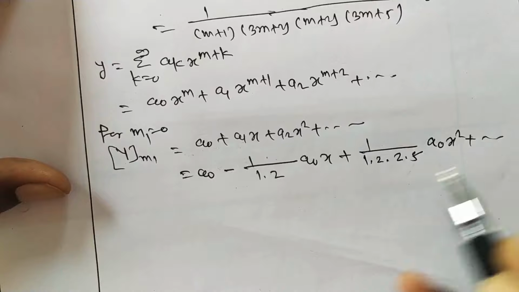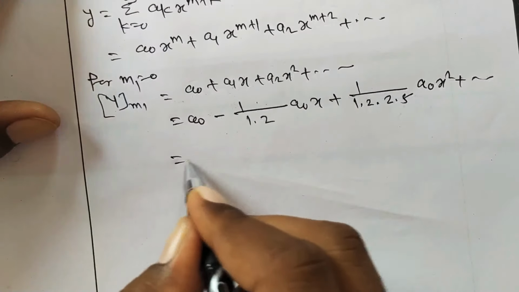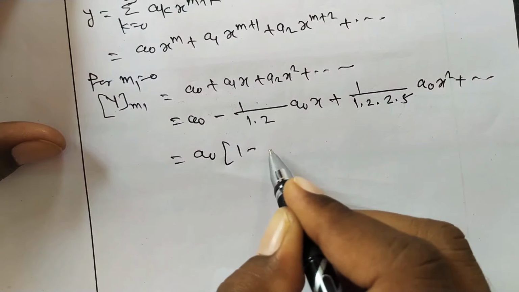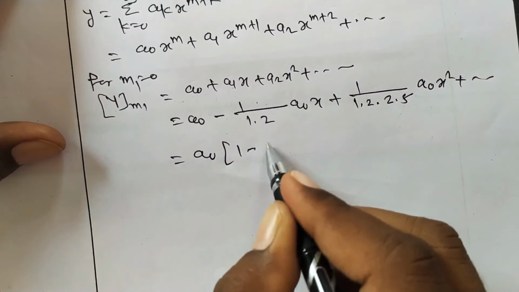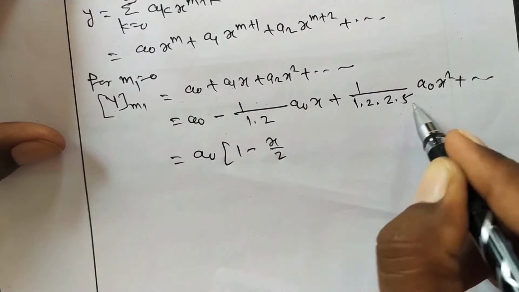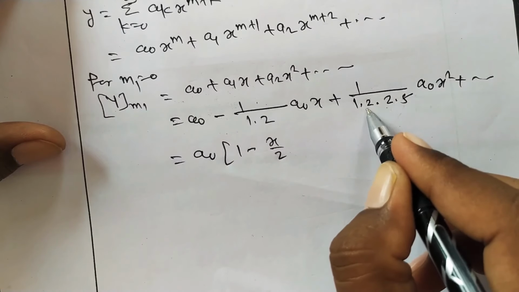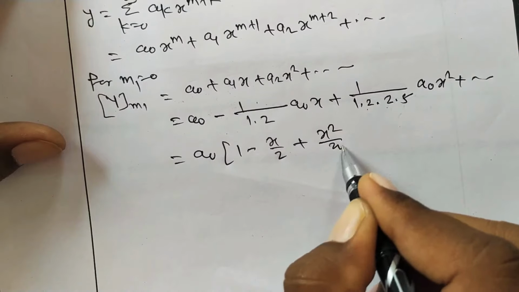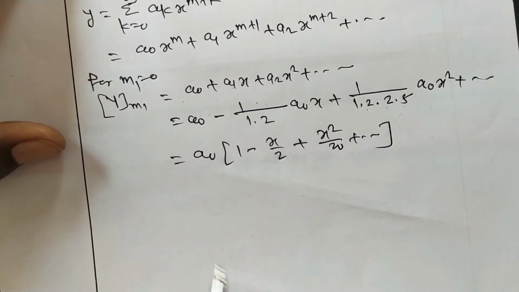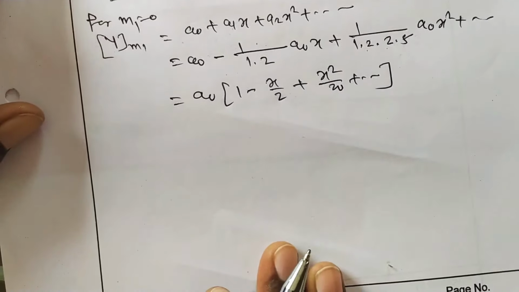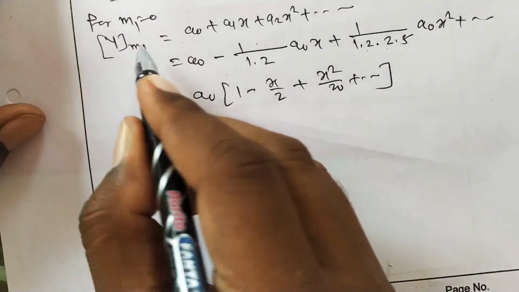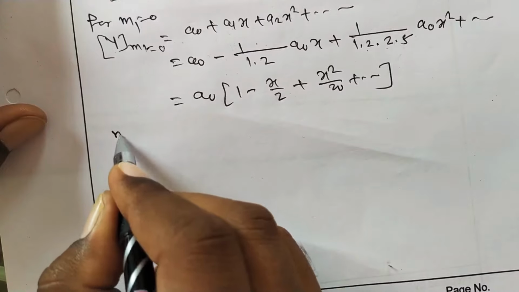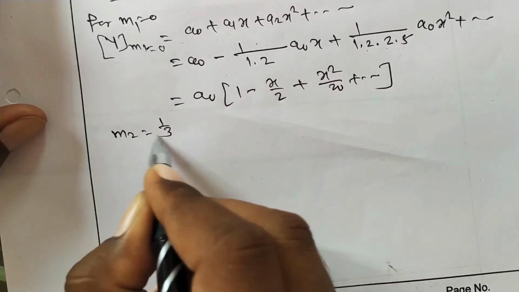square plus so on. So after simplification, if we take a0 common here, then we will get 1 minus x by 2, and what is this, 5 into 2 10, 10 into 2 20 plus x square by 20 plus so on. So this is the value of y at m1 equal to 0. Now we have to take the second root, that is m2 equal to 1 by 3.